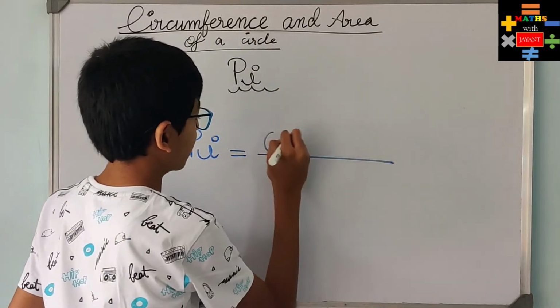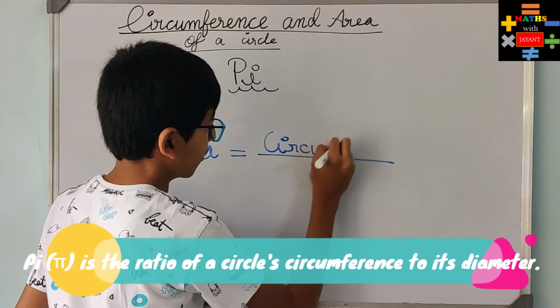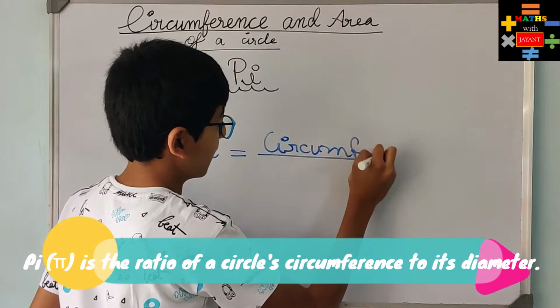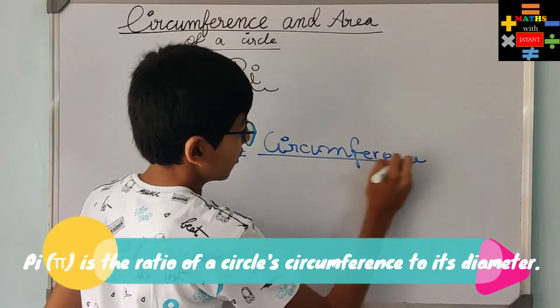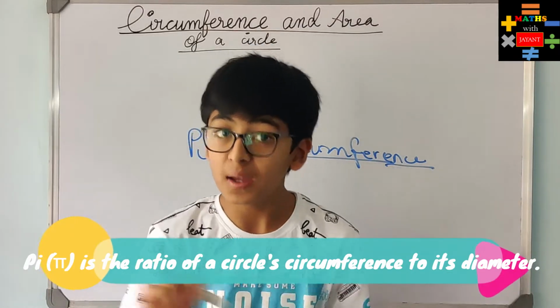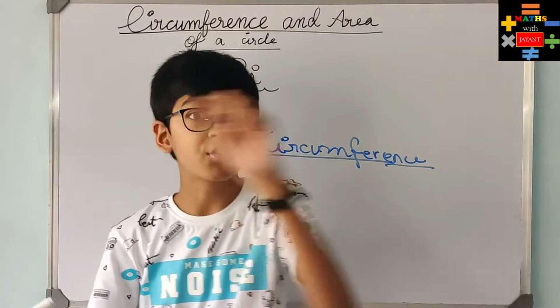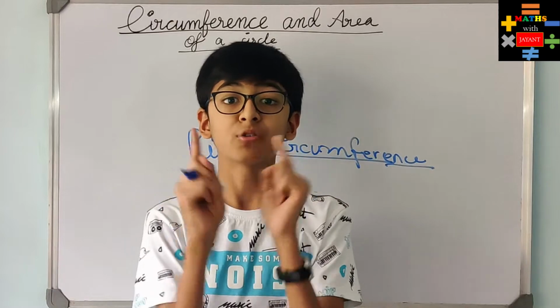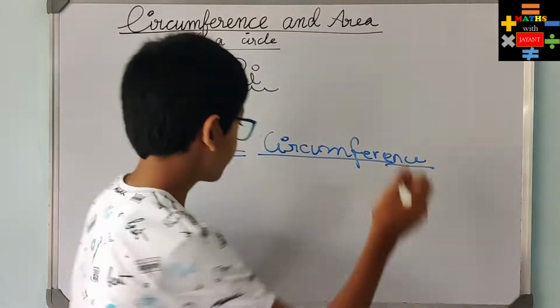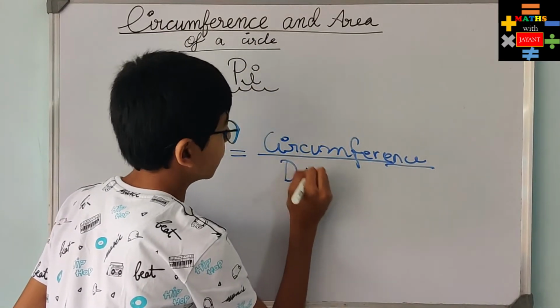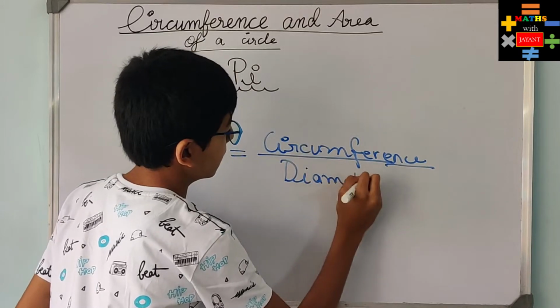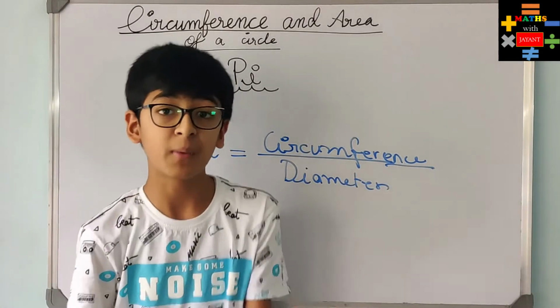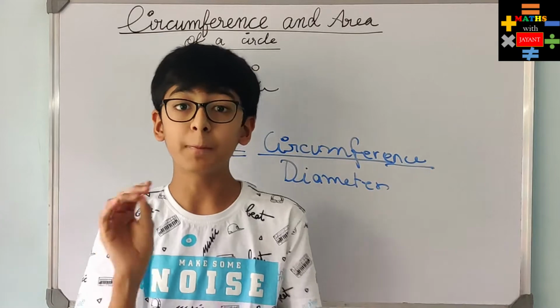We've already discussed what circumference is. The circumference divided by the diameter. Diameter is the length from one point to another which passes through the center of the circle. So pi is equal to circumference by diameter. The ratio of the circumference by the diameter will give you pi.